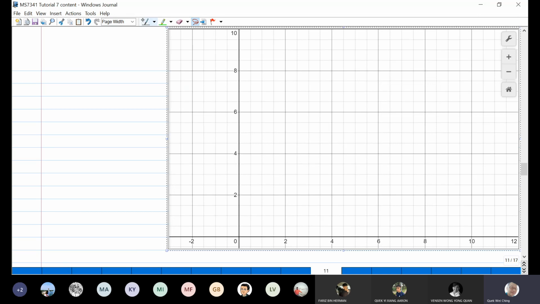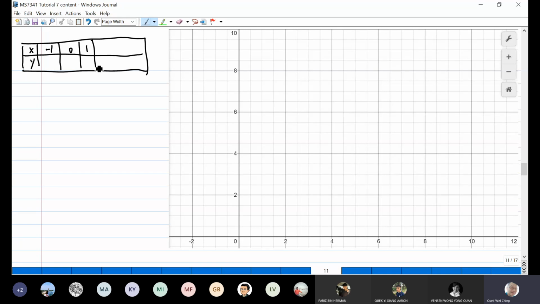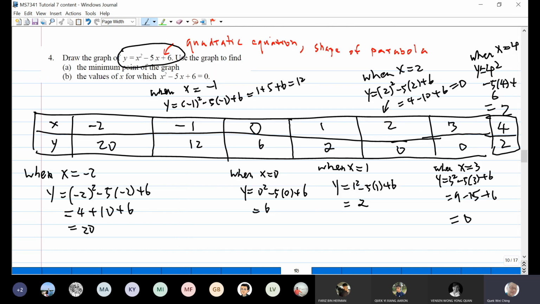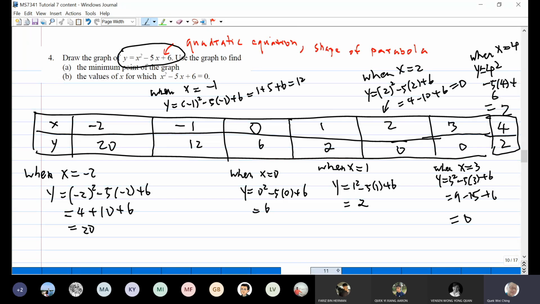Okay, let's make a table here so that you can see the table. So I have a table of x and y. I have actually 6 points here. So I'm going to use minus 1, 0, 1, 2, 3, 4, right? These points are enough already. So minus 1, you get 12. Then this one is 6 here.